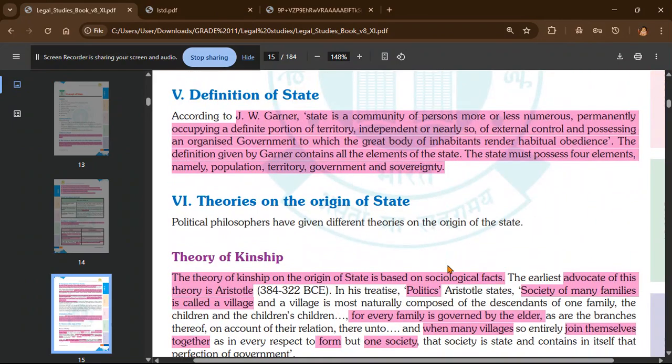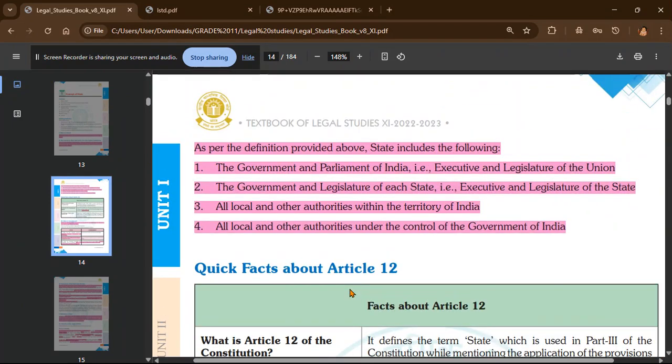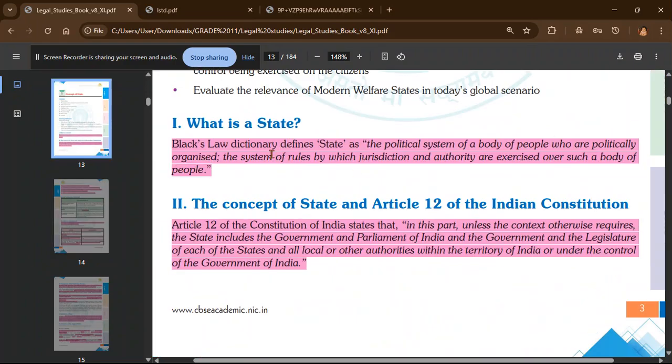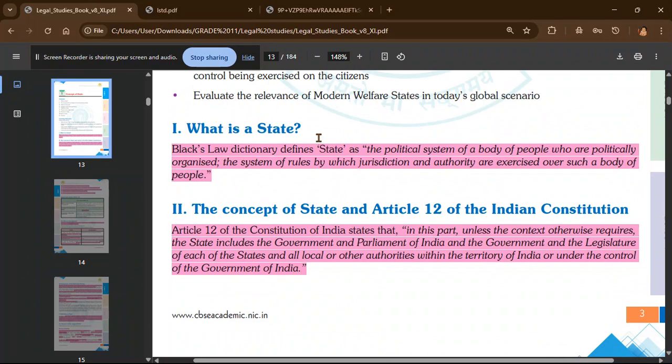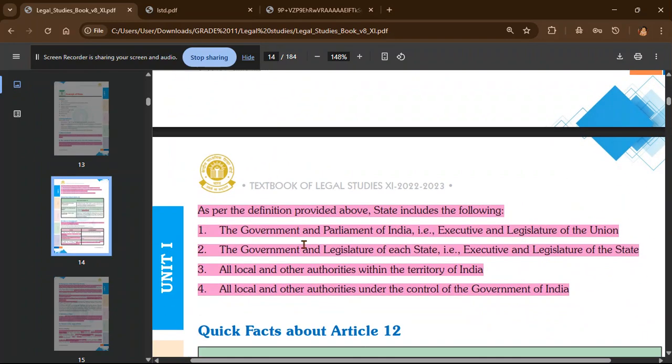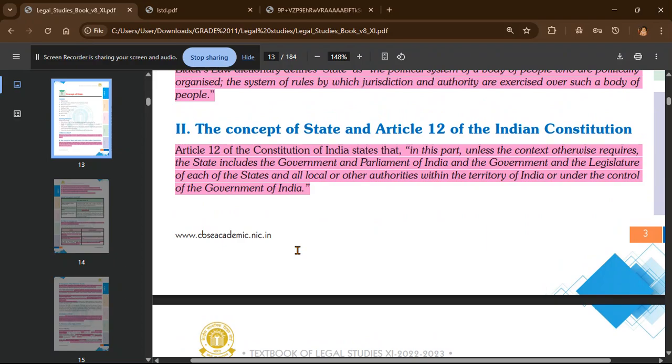Then we have the definition of state. This is again very important. Please mark it. It comes usually. One more thing I wanted to tell you: if they ask you in your exam what is state, you will write this definition by Black's Law Dictionary, and in addition you will write these four points. Do not forget. Don't write just this, because usually it comes as a two-marker, and if you write only this you will get just one mark, or even half a mark, because this is barely two lines. But if you write all four points also, you are 100% sure to get 2 out of 2 marks.